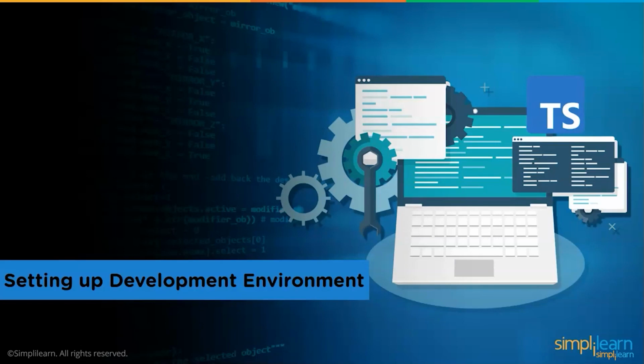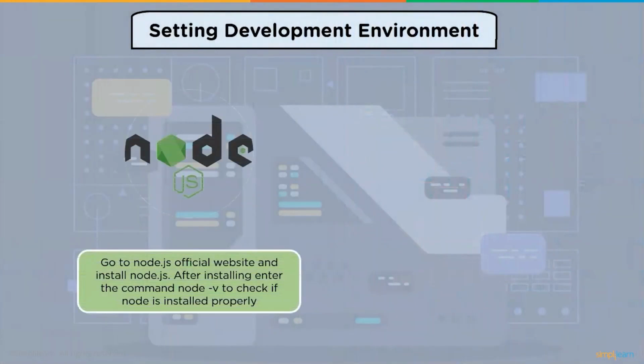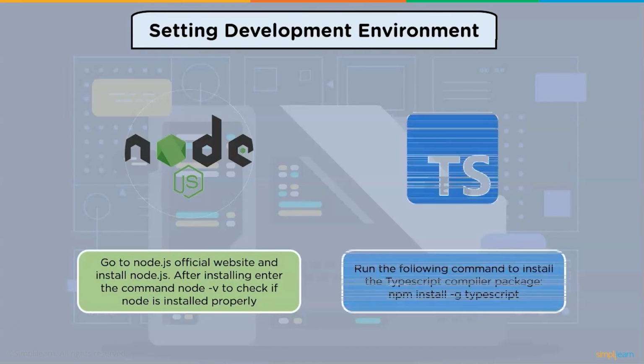Setting up the development environment. Firstly, we need to go to the Node.js official website and install Node.js. After installing, go to the command prompt and type the command node -v to check if Node is installed properly. To install TypeScript, run the command npm (node package manager) install -g typescript in the command prompt, and this will install TypeScript. So let's jump to the browser and see the installation of Node.js and TypeScript. Then we will go to Visual Studio and see the different components like loops, variables, and data types with examples.